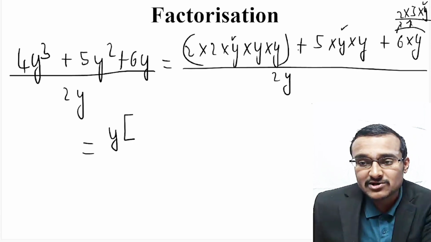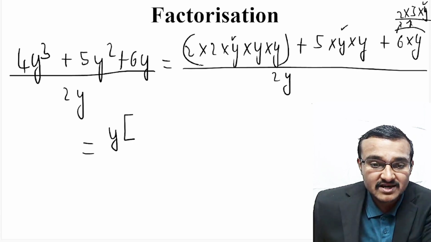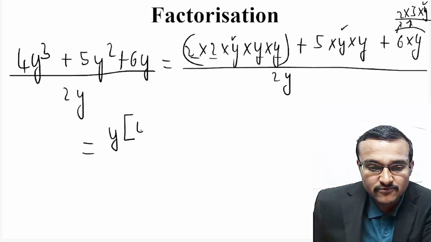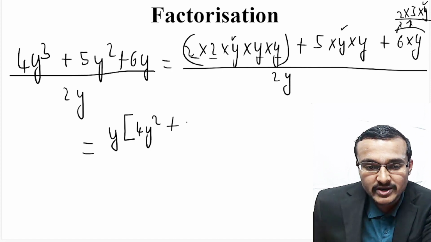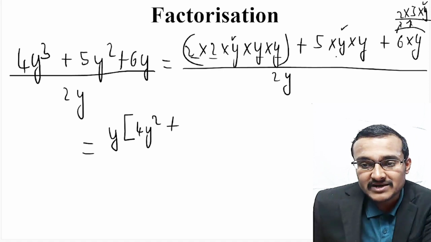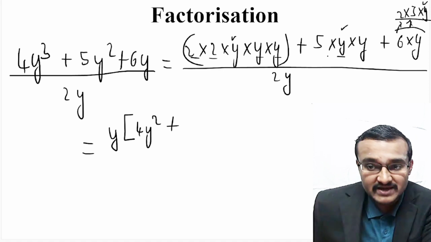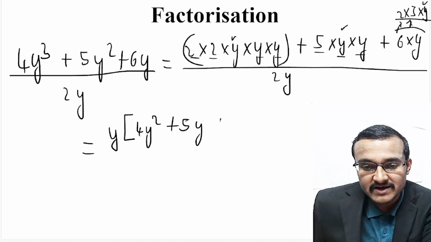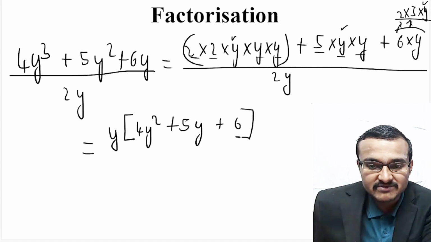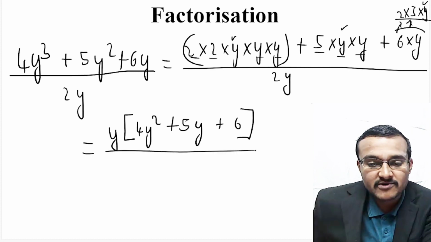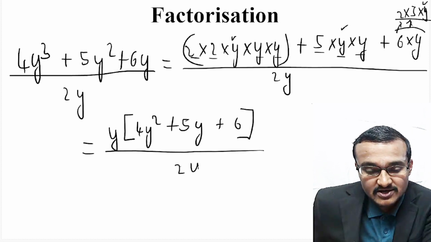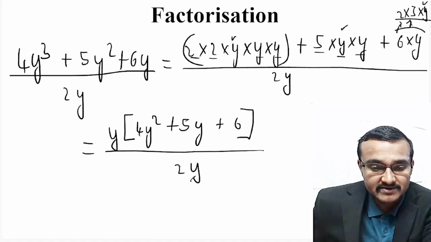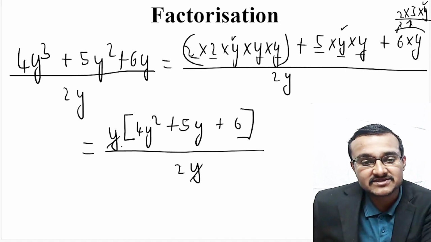When you take y common in all these three terms, inside the bracket you will have 2 into 2 into y, that is actually 4y square, plus when you take 1y common from this 5y square, then you will be having 5 and y remaining inside. So 5y plus here 6 will be remaining as it is. So when you perform division with this, divided by 2y, so you have 2y in the denominator. Now y and y get cancelled.